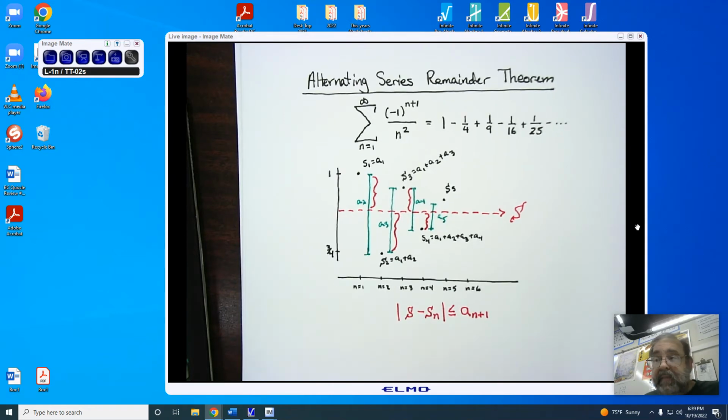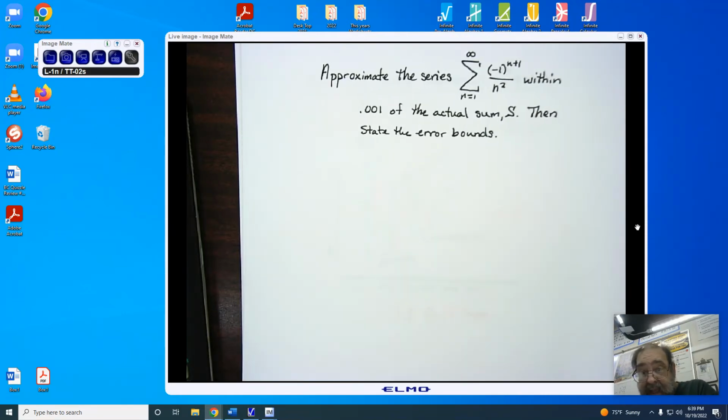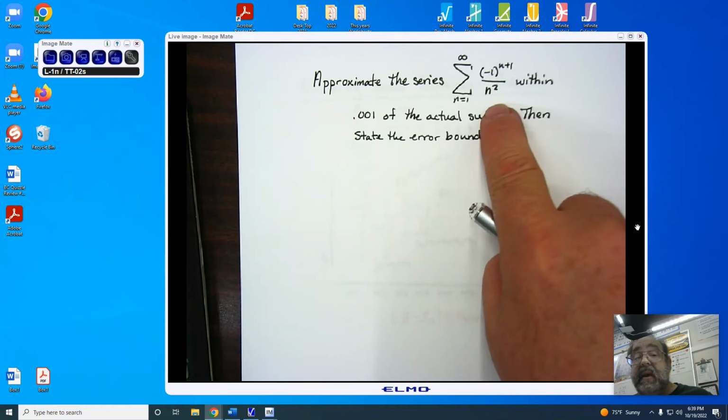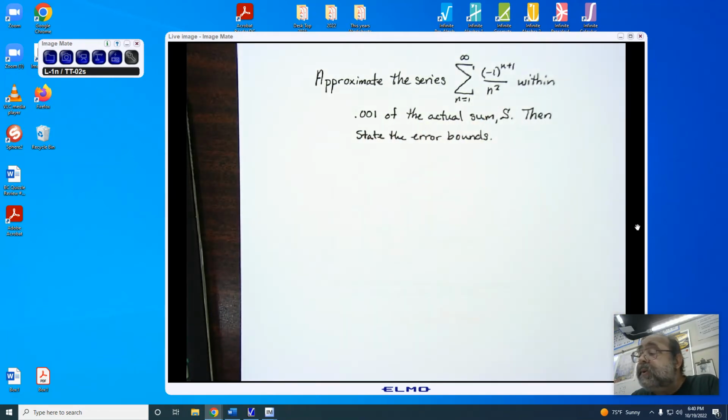All right, let's just keep going. So that's what's happening. We're going to use that now, that idea that the next term is less than the error. Let's look at the problem that I have set up for us so far. We have approximate the series, and you'll notice it's the same series, within 1,000th of the actual sum S. Then state the error bounds.